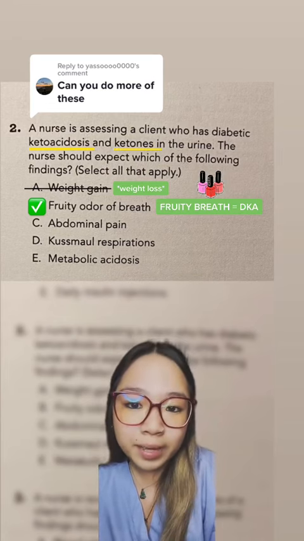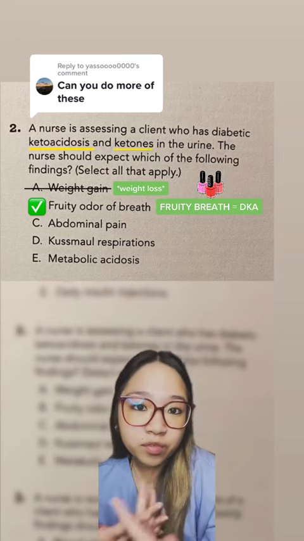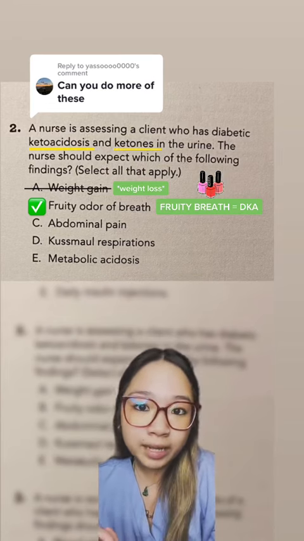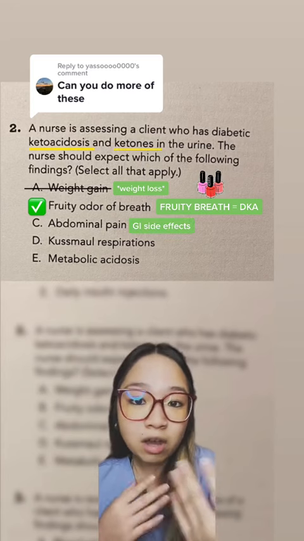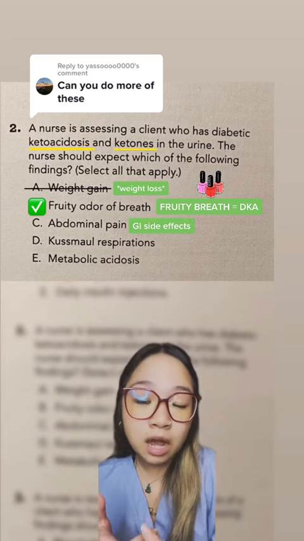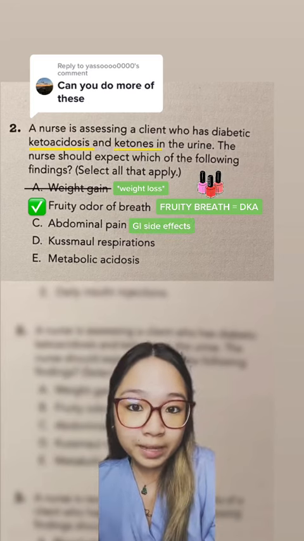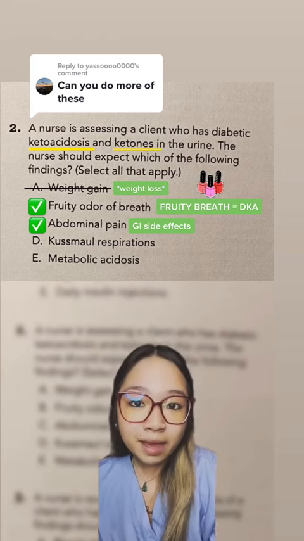C, abdominal pain. So we know the body is breaking down fat for fuel, and the patient is losing weight and dehydrated. All of this can cause GI side effects, which include nausea, vomiting, and abdominal pain. So yes, a patient with DKA may have abdominal pain.